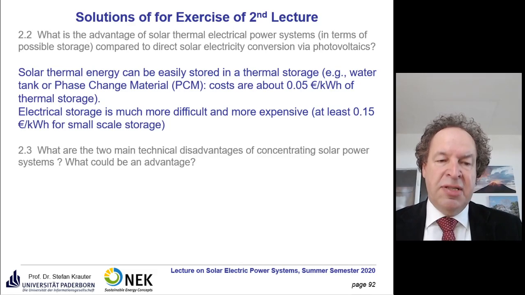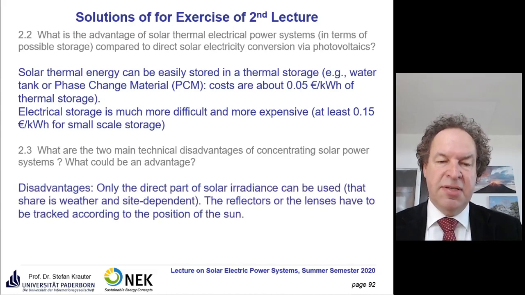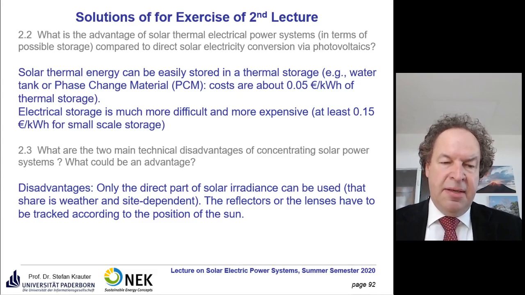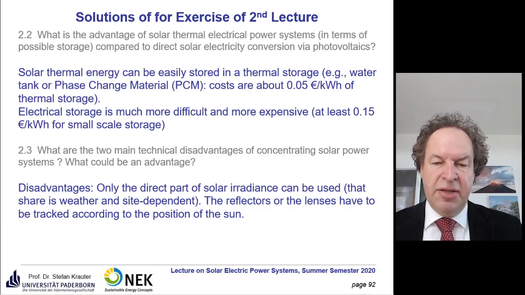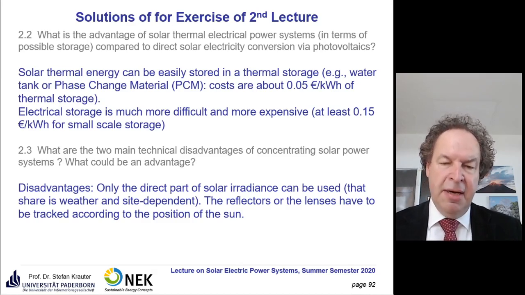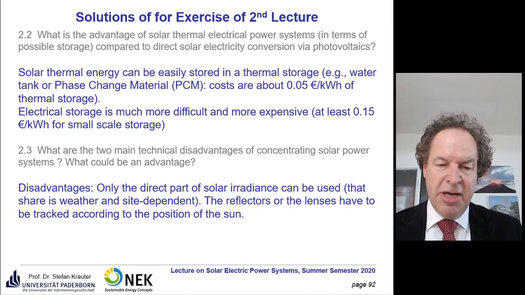The next question was, what are the two main technical disadvantages of concentrating power systems? What could be an advantage? The disadvantage was that you can only use the direct part of solar irradiance. That is weather and site dependent, sure, and the reflectors or the lenses have to be tracked according to the position of the sun. Plus, you also have to keep the mirrors and the lenses clean because they are very sensitive to that.